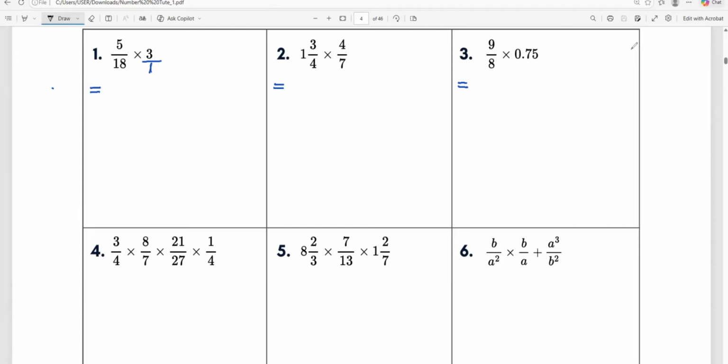Okay, the first one. So this 3 is a whole number. So the denominator is 1. We can cancel it. 3 times 1. This is 3 times 6. 5 times 1 is 5. 6 times 1 is 6. This is the simplest form and it's a proper fraction. Second one, convert into an improper fraction. 4 times 1, 4. 4 plus 3, 7. Times 4 over 7. We can cancel everything. 4 times 1, 4 times 1, 7 times 1, 7 times 1. Answer is 1.